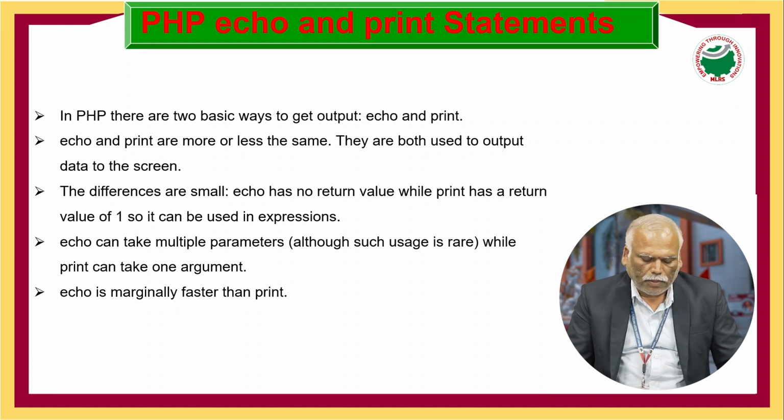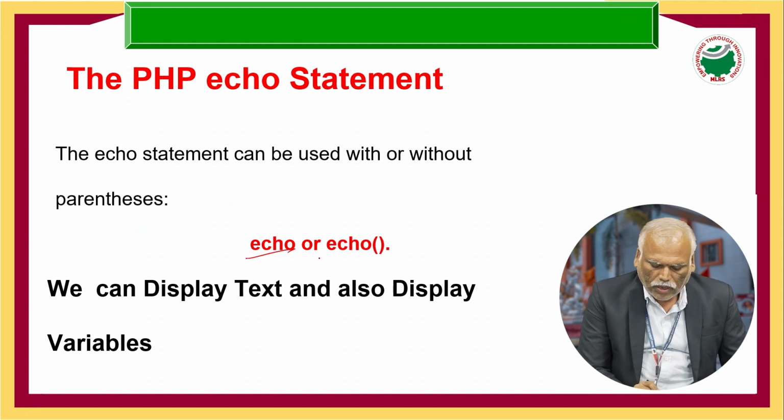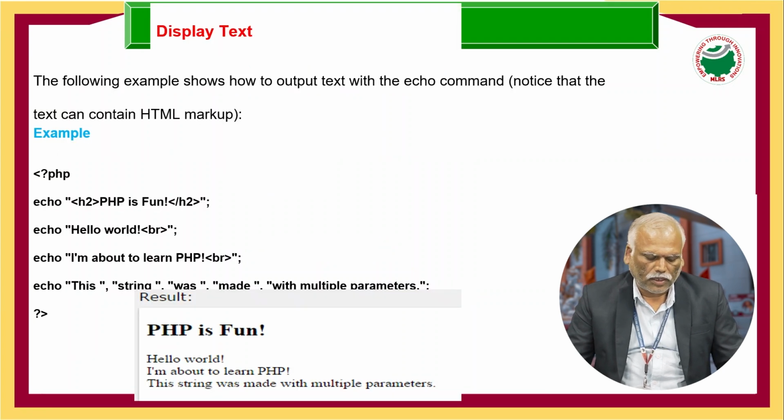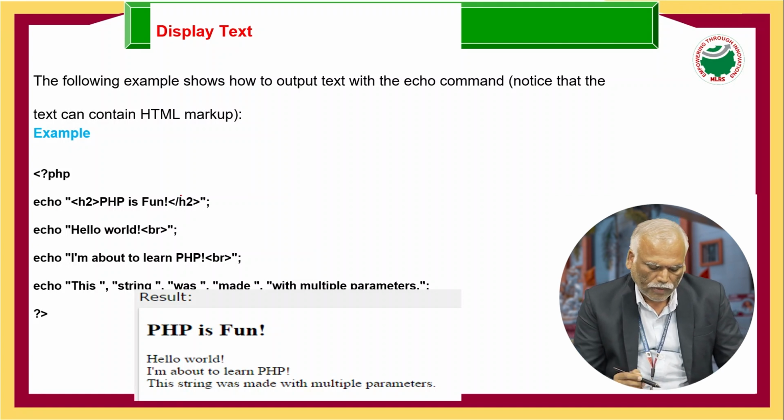Echo can take multiple parameters, although such usage is very rare, while print can take one argument. Echo is marginally faster than print. This is how the PHP echo function can be used to display output. To display text, this is the way: with the echo statement, the string can be written in double quotes and will be displayed in the output.